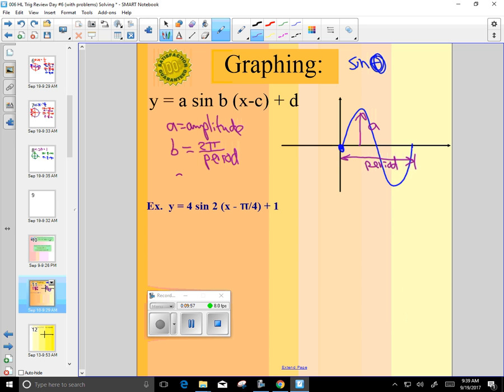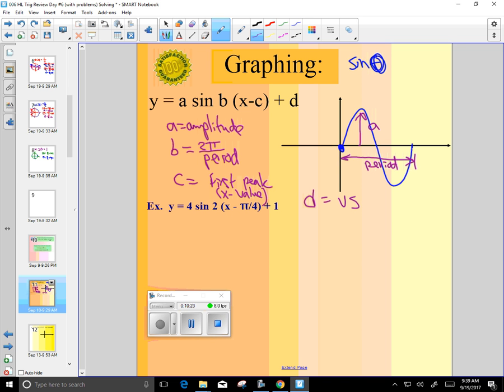Okay. C is going to be the first peak. The x value of the first peak. And D is just the vertical shift.